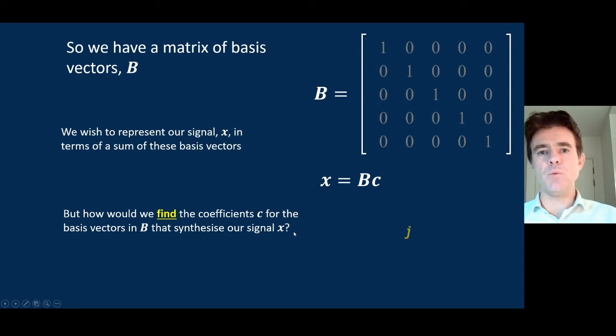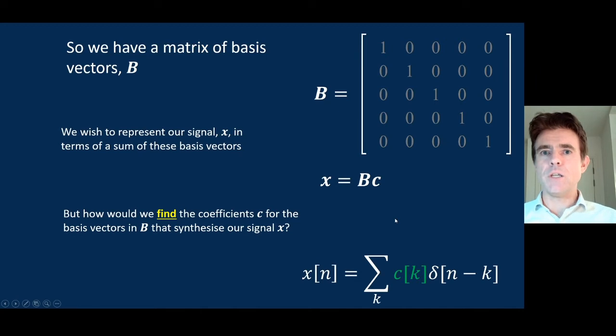Now again, with the delta basis vectors, this is a very trivial problem, but I'm presenting it to you because the general methodology applies when we use different basis vectors. Okay, so here we are then, this is the familiar expression. We're saying how would we find the coefficients for these delta basis functions which would create our chosen x. Before we were finding x when given c, now we're saying given x, what would c be?